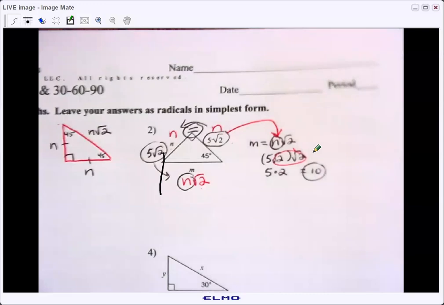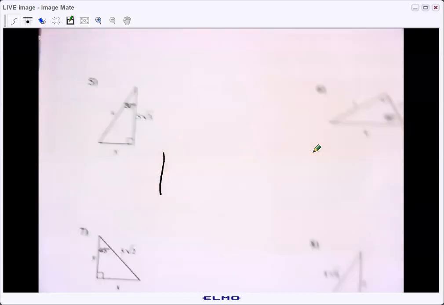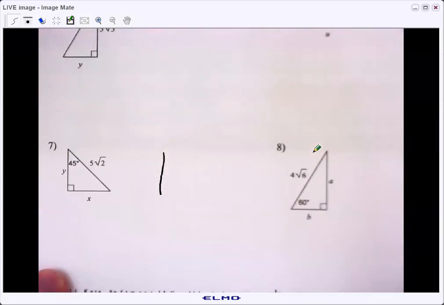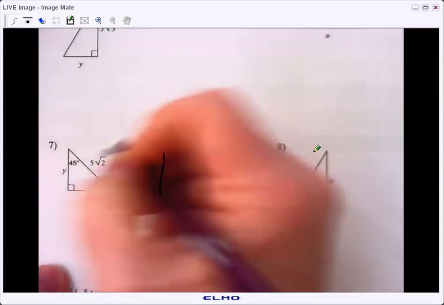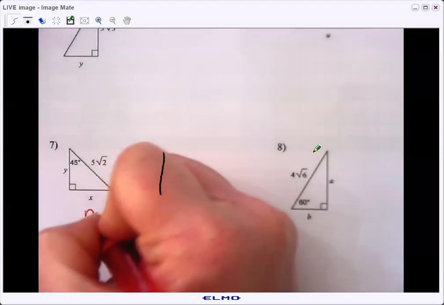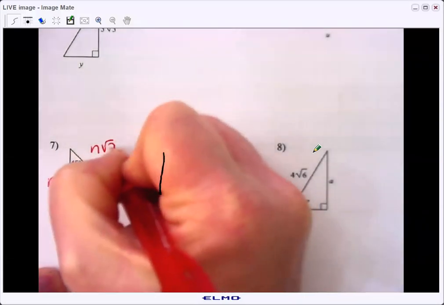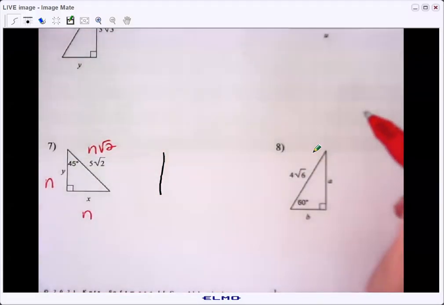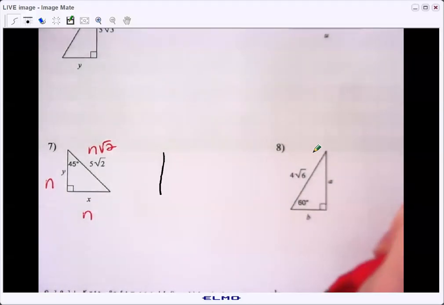Okay. So we jump to number 7. Okay. So same idea, labeling with n, and root 2. So put in the chat box what n is, what the number n would be. Okay. Good.